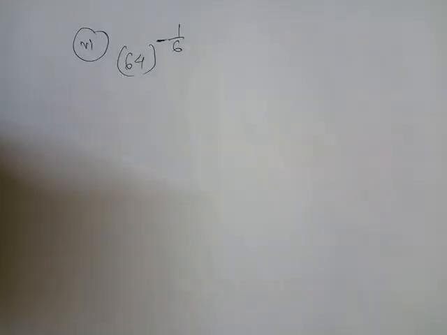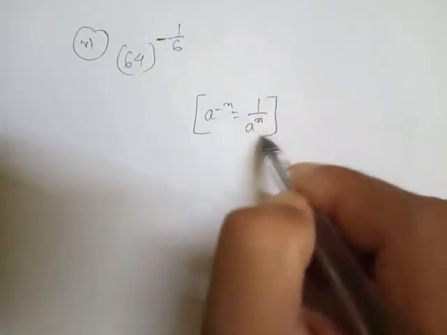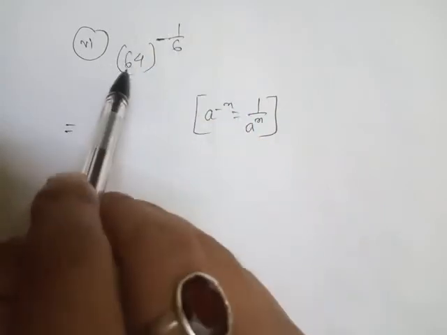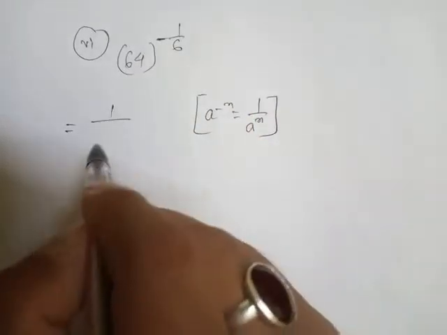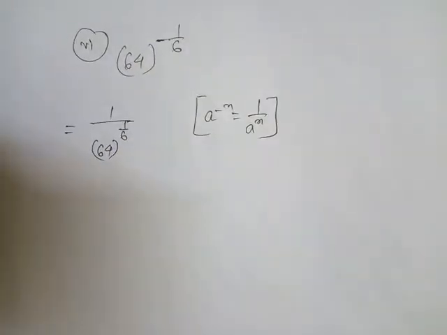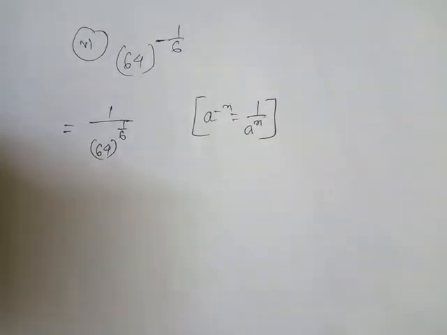For Roman 6, the question is 64 to the power minus 1 by 6. Here we can use the formula: a to the power minus n equals 1 by a to the power n. So this formula I will use here: 64 to the power 1 by 6, this is a and this is n, so 1 by a to the power n. Now look, 64 and that is 1 by 6. So what should I write here so that we can cancel 6?